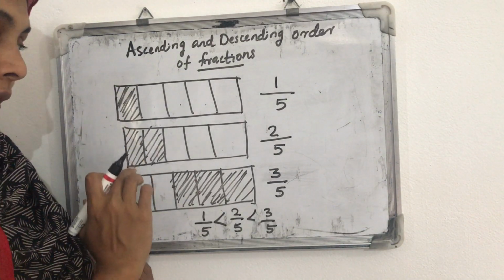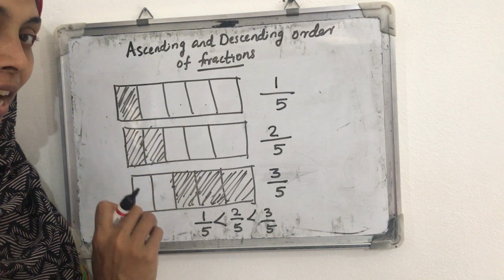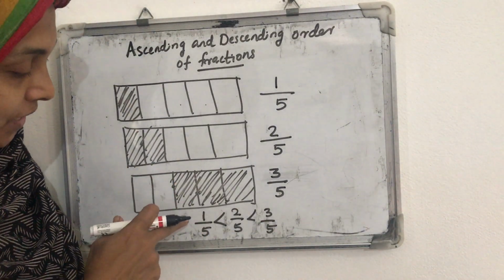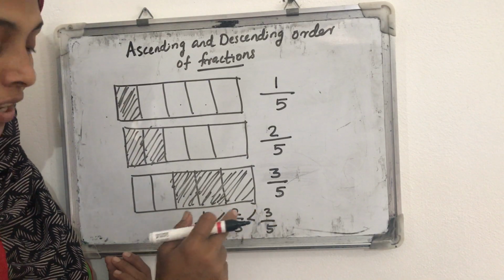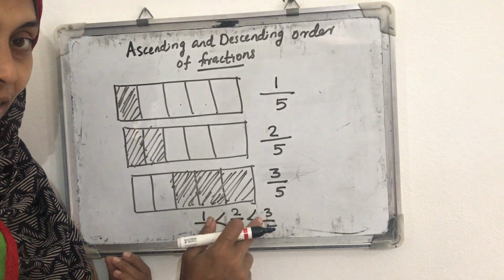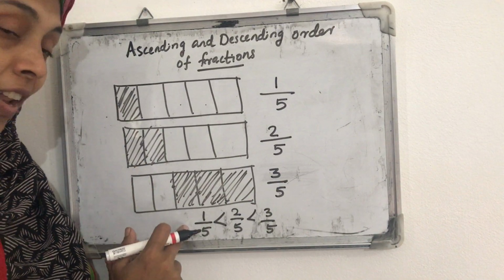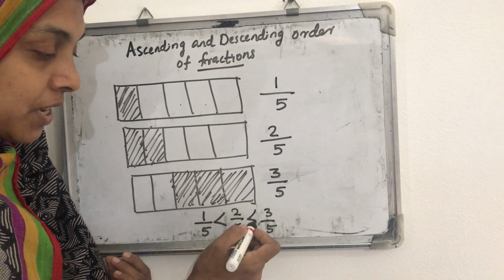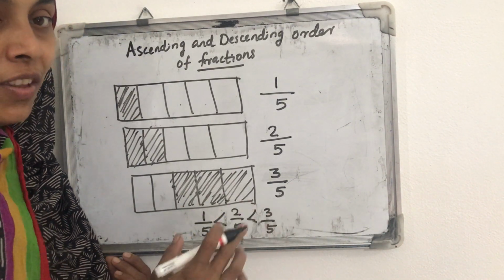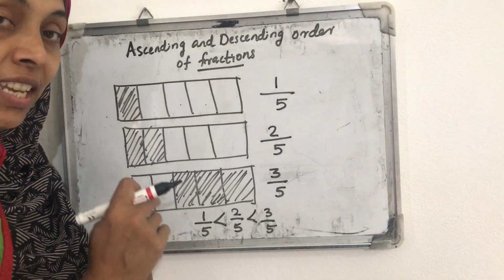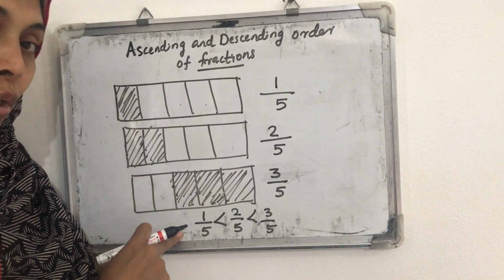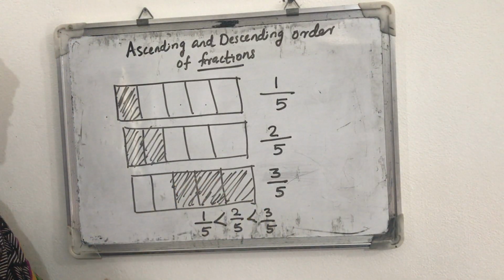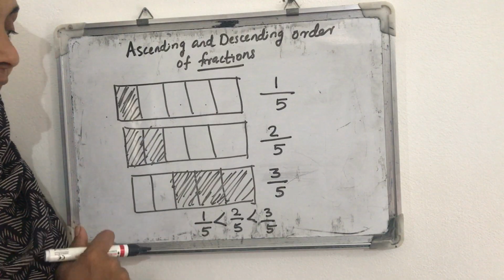So without drawing figures also we can write in ascending and descending order, looking at the numerator. In this case, which is the smallest numerator? In 1 2 3, the smallest numerator is 1, so that fraction we will write first. Next bigger is 2, the next biggest numerator is 3, so that we write last. So arranging fractions from smallest to biggest is called ascending order, and when we write the reverse order, that will be the descending order.